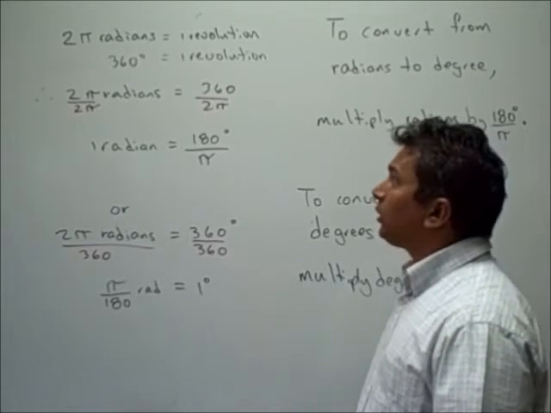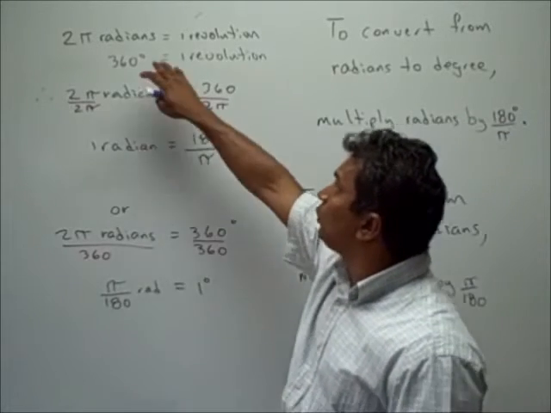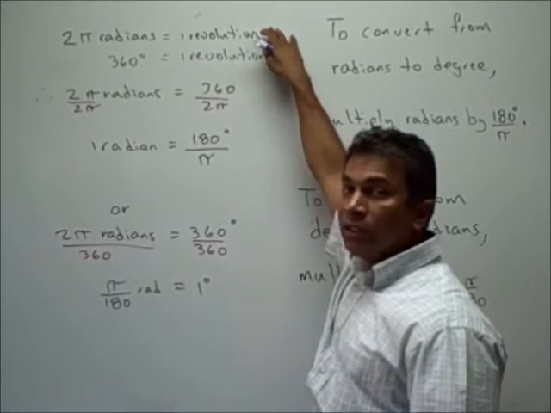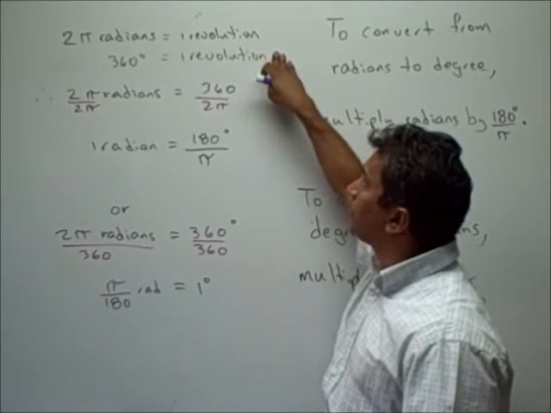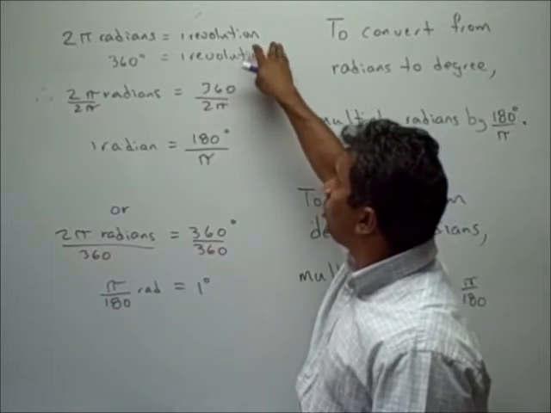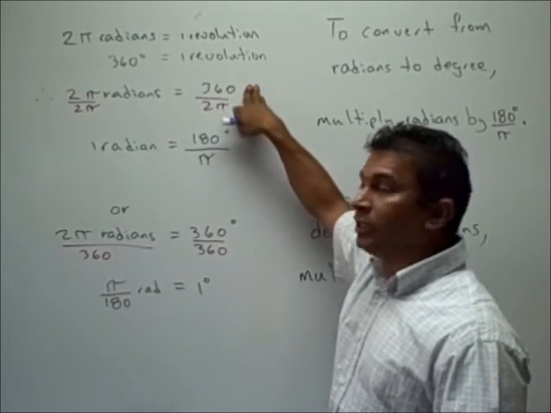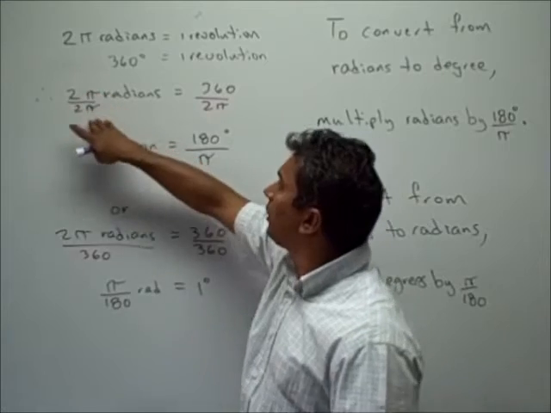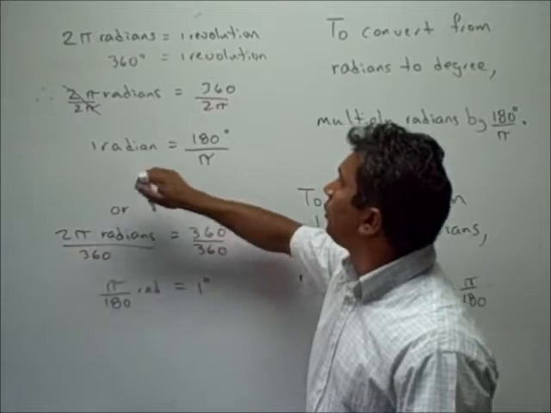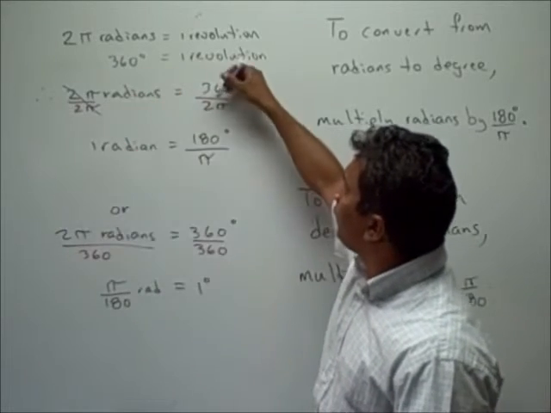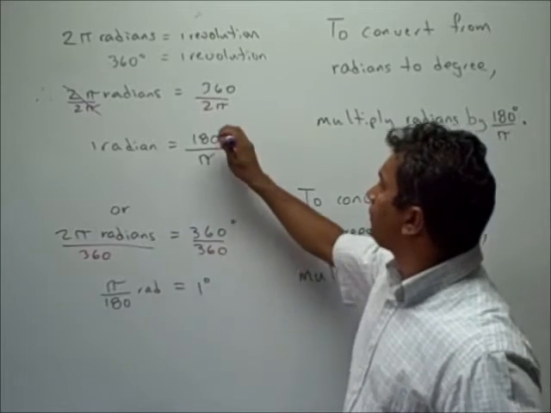So far, for two angular measurements, we have been looking at radians and degrees. We know that 2 pi radians is equal to 1 revolution, and we also know that 360 degrees is also equal to 1 revolution. If this is true, then 2 pi radians must be equal to 360 degrees. Now if we divide both sides by 2 pi, the 2 pi's cancel here, so we're left with 1 radian, and we divide this side by 2 pi, we get 180 degrees over pi.